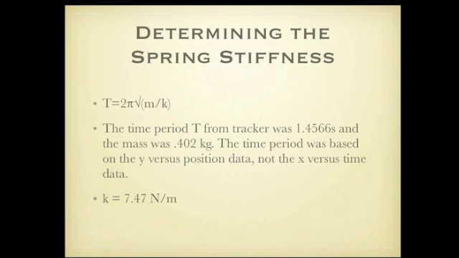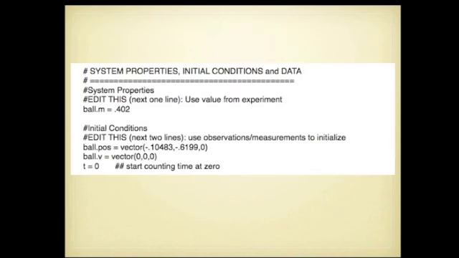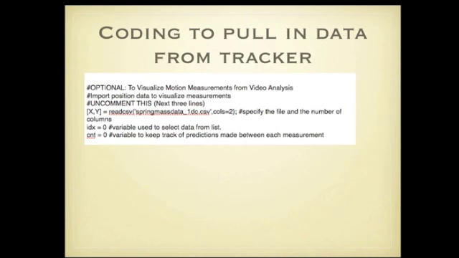K is equal to 7.47 newtons per meter. Determining the relaxed length of the spring, we've got force of gravity equals the force of the spring, so mg is equal to ks, which is the spring constant, times the stretch, and the relaxed length was determined to be 0.173 meters. Our system properties: the ball mass was 0.402, the position vector was determined from Tracker, and it was negative 0.10483 in the x and negative 0.6199 in the y. The ball's initial velocity was 0 in all directions.